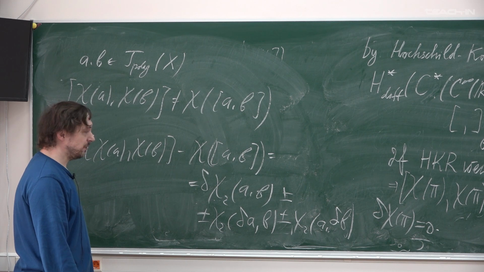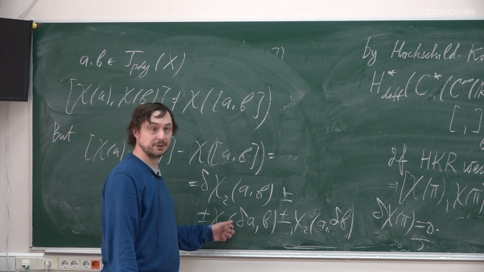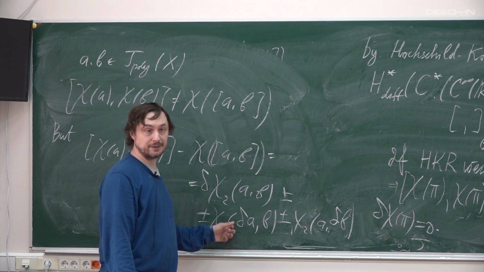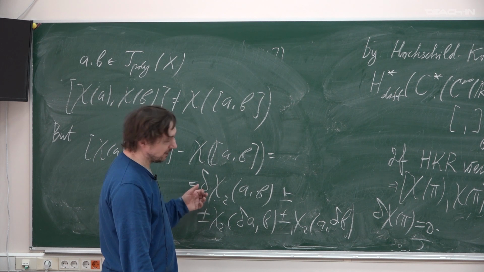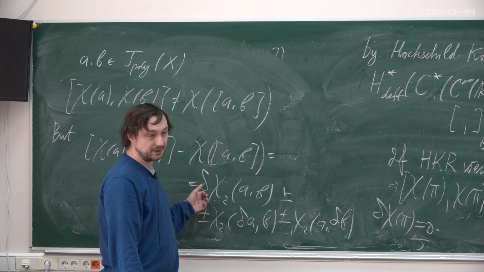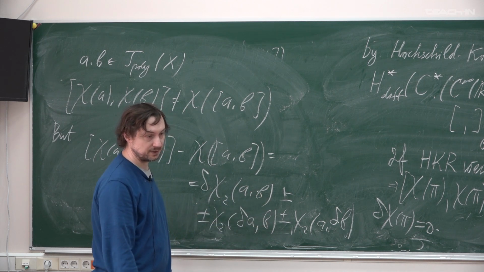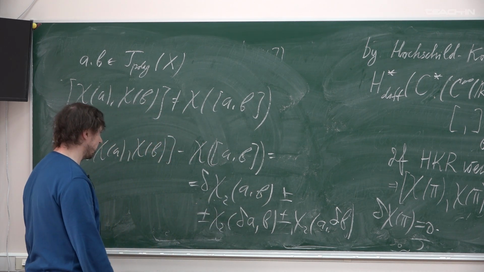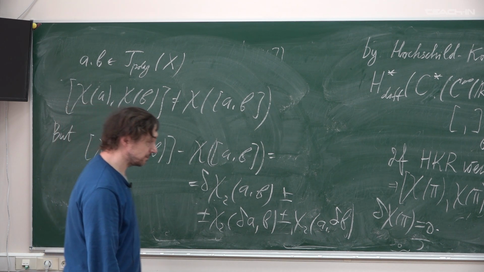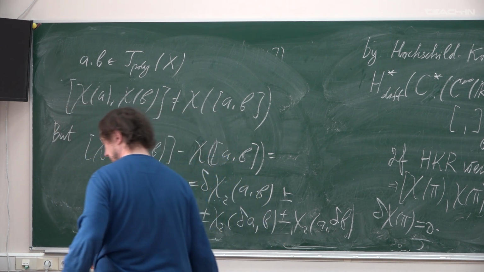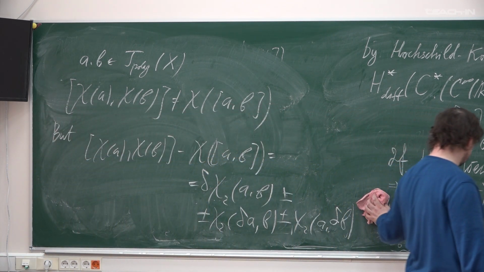If A and B were closed, these two last terms wouldn't appear at all, because delta of A would be equal to 0, delta of B would be equal to 0, and since we assume that chi2 is a bilinear map, then these two terms would just disappear, right? But what can we do now? We know that this is not true.